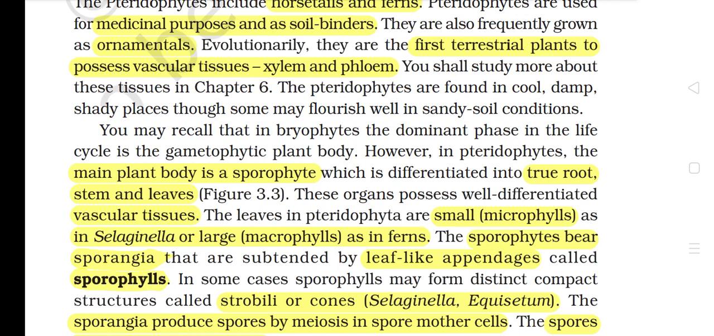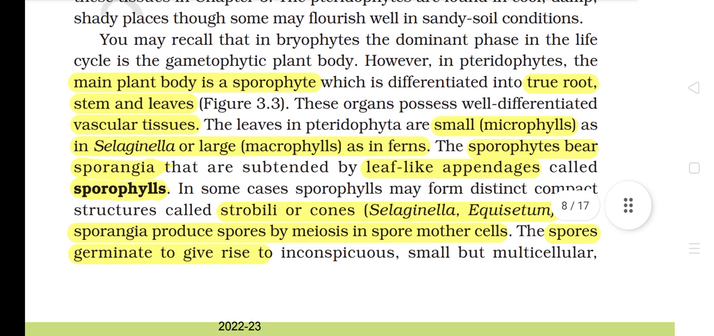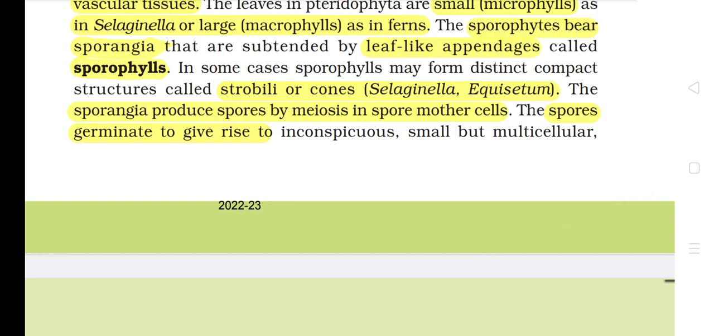You may recall that in bryophytes, the dominant phase in the life cycle is the gametophytic plant body. However, in pteridophytes, the main plant body is a sporophyte, which is differentiated into true root, stem, and leaves. These organs possess well-differentiated vascular tissues. The leaves in pteridophyta are small microphylls as in Selaginella or large macrophylls as in ferns. The sporophytes bear sporangia that are subtended by leaf-like appendages called sporophylls. In some cases, sporophylls may form distinct compact structures called strobili or cones, as in Selaginella and Equisetum.